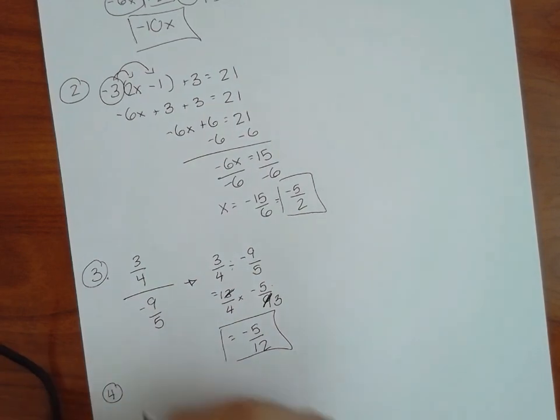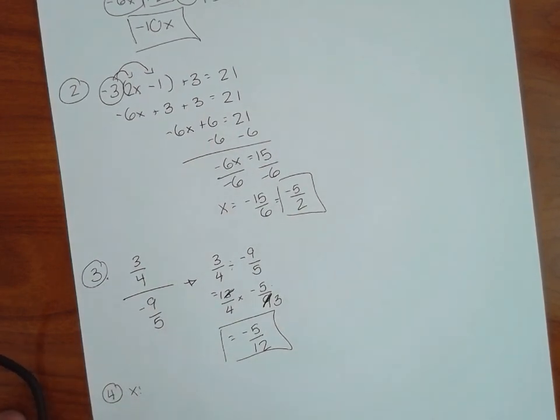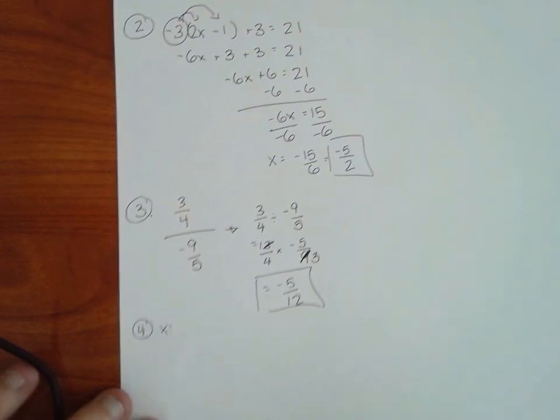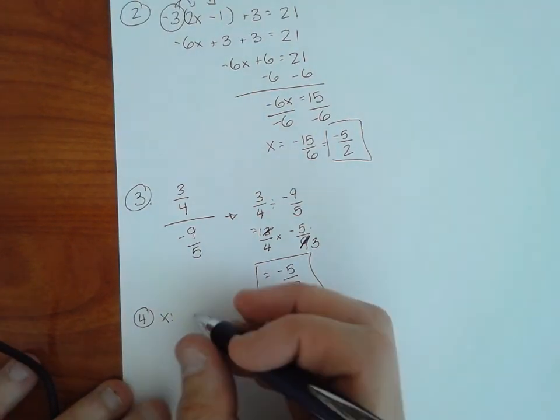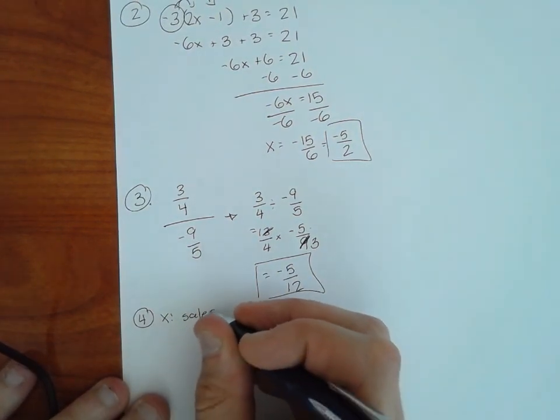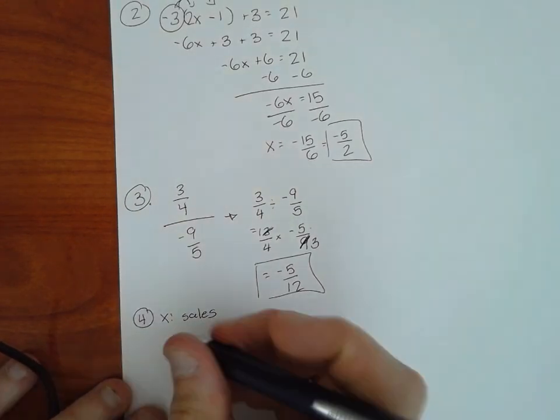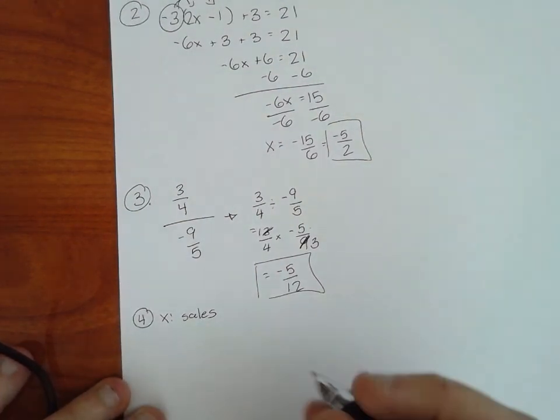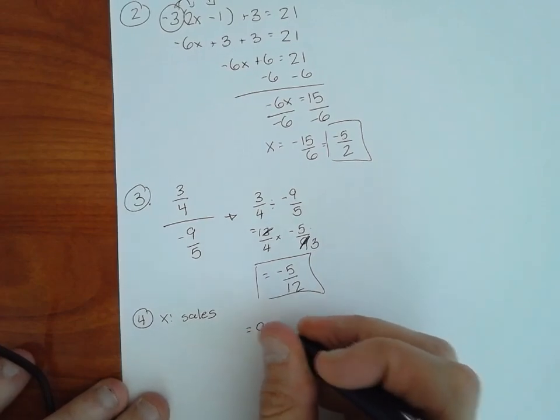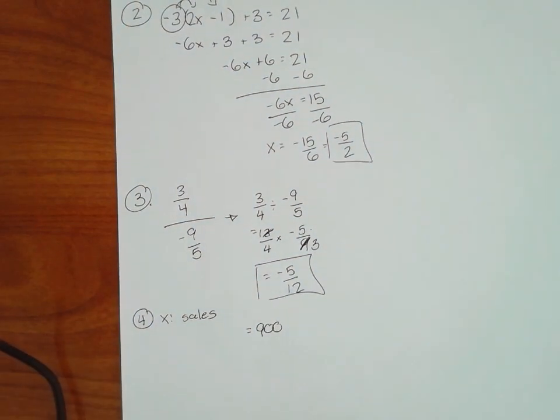Now, in each word problem, please, please, please try to identify what X is. So in this problem, we don't know our sales. So I'm going to let X be sales. From here, I'm going to start setting up my equation. Now I know I need to get to 900. 900 is the total. Now I have two more numbers to use. I have 275, and then I have 0.25, because again, percents have to be decimals.